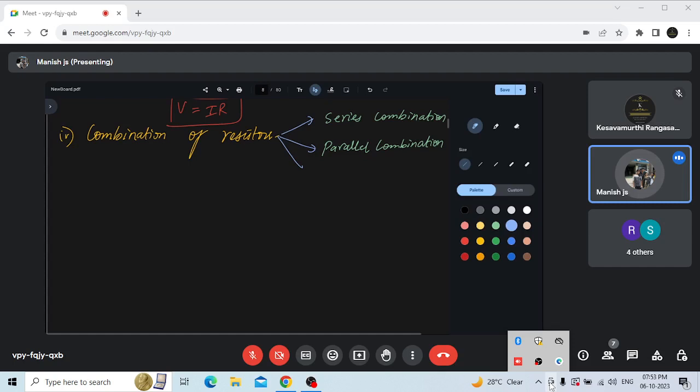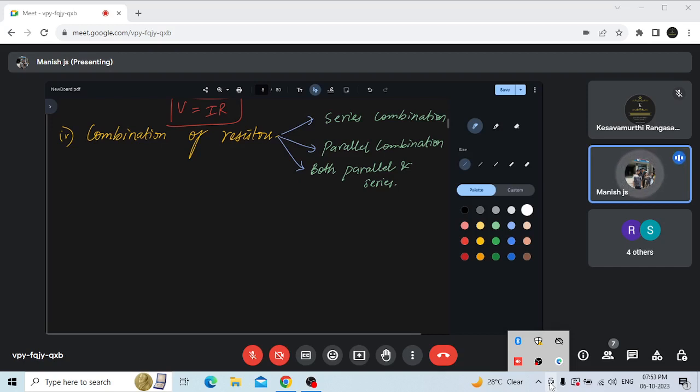Okay. So these are the two different ways in which you can combine. There is also a third combination. It is both parallel and series. This is a third combination. So these are the different combinations of resistors. So we can combine or connect them in all these three possible combinations. So what is meant by series combination? Anybody? We are now going to see each one of them in detail.